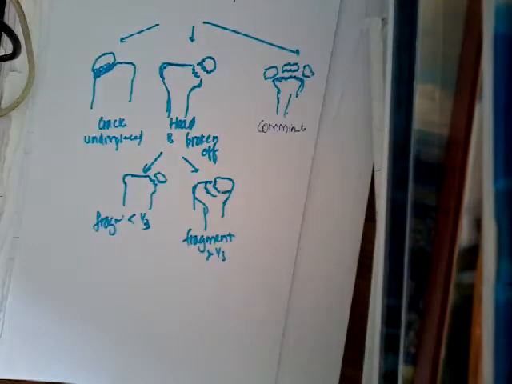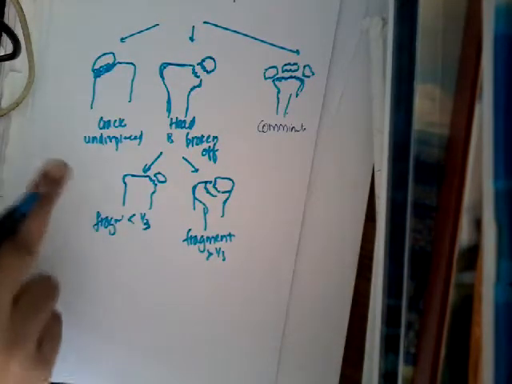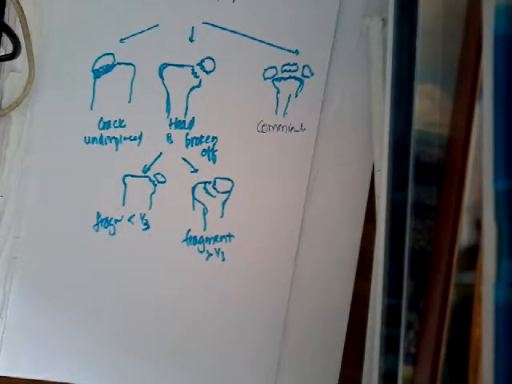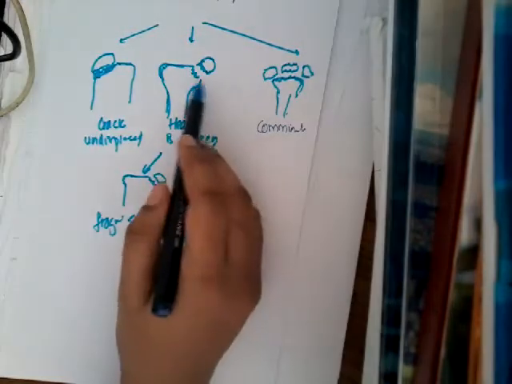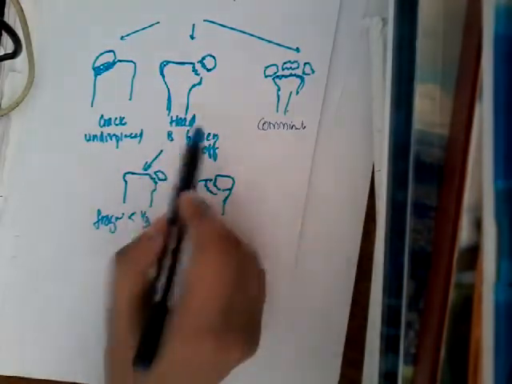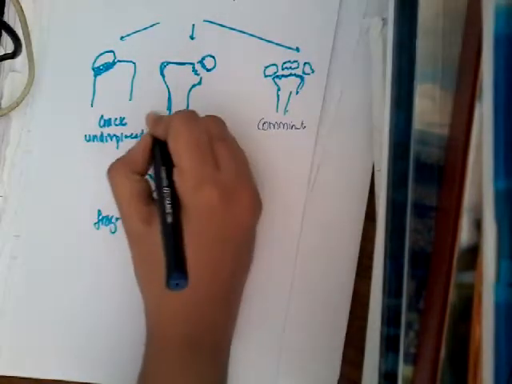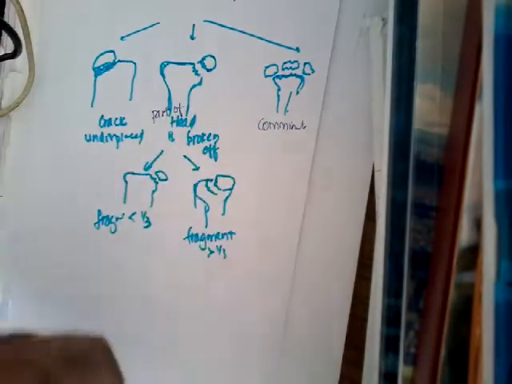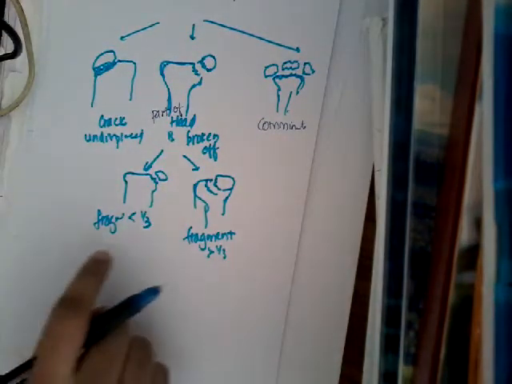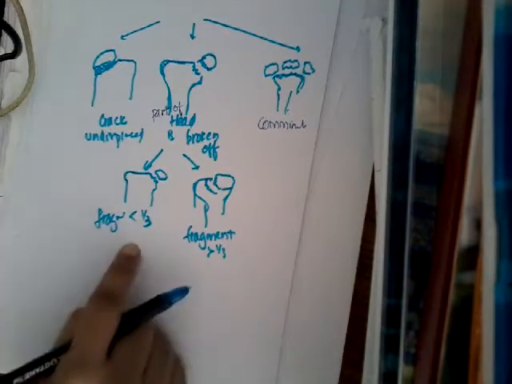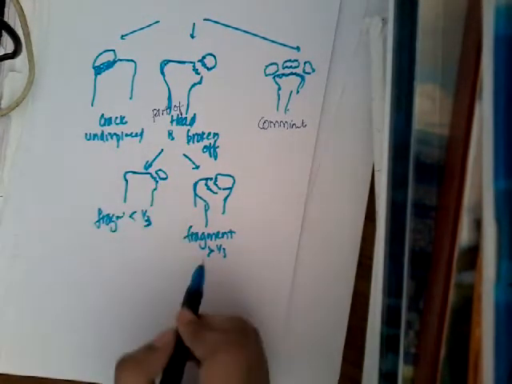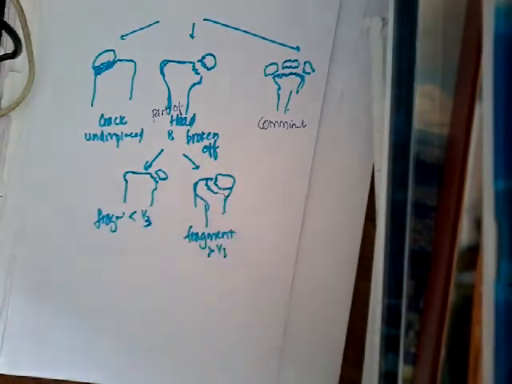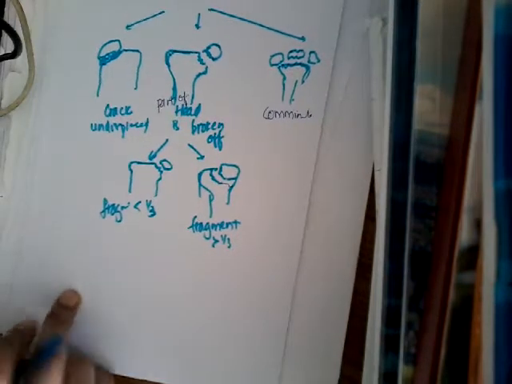So the fracture of head of radius can be divided into presence of only a crack, which is not displaced, and presence of a fragment where part of the head, not the whole head, is broken off. If that fragment is less than 1/3, it looks like this. If it is more than 1/3, then it looks like this. Then finally it can be a comminuted type of fracture.